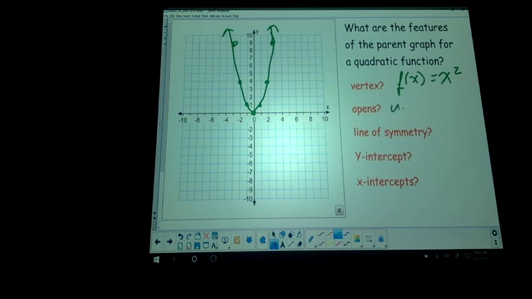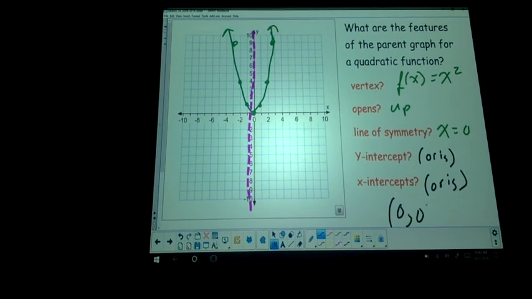This opens up. The line of symmetry is x equals 0, so it would be this line right here, which is our y-axis. And if I could draw straight, I'd be a much better person. This has a y-intercept that happens to be the origin, and it has an x-intercept that also happens to be the origin because it happens at 0, 0. As far as the vertex, I guess I should put vertex as this.